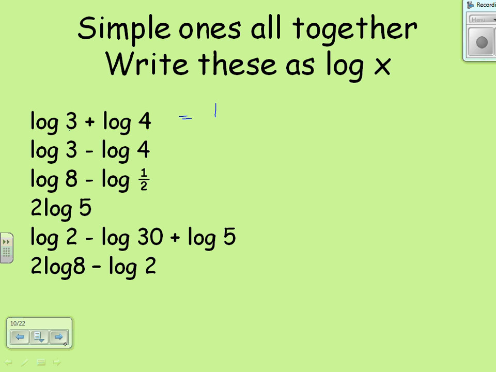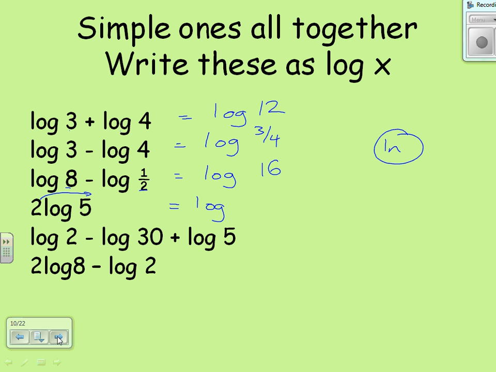So this one here is the same as the log of 12, because 3 times 4 makes 12. This one's the same as the log of 3/4, because 3 divided by 4. A few people got this one wrong. We've got to do 8 divided by a half, and 8 divided by a half is 16. This time I'm just writing log, not writing any number, because these rules are true for all logs: log 2, log 10, or even natural log, the ln that you've used in Core 3 as well. This one here, the 2 is going to come up to the top, so we've got the log of 5 squared, or the log of 25.